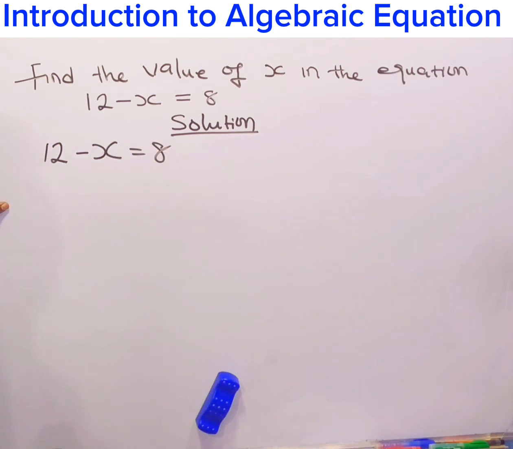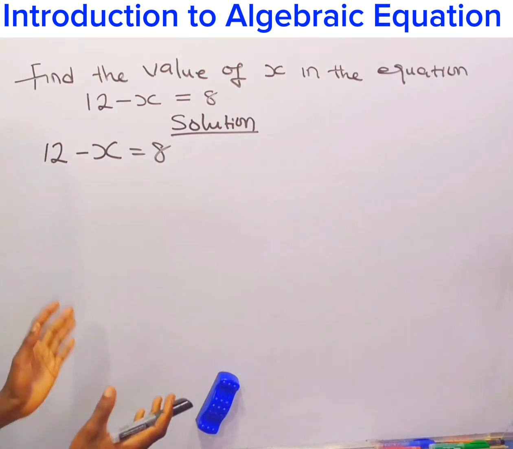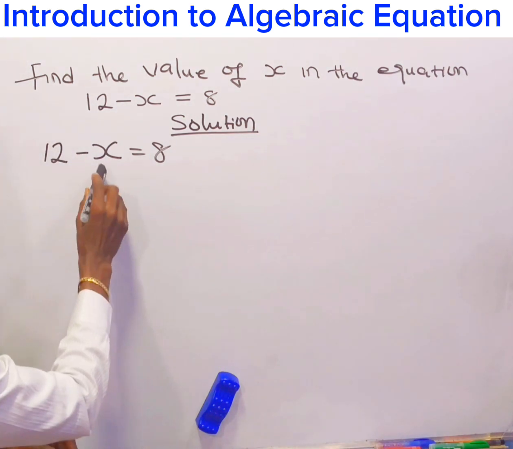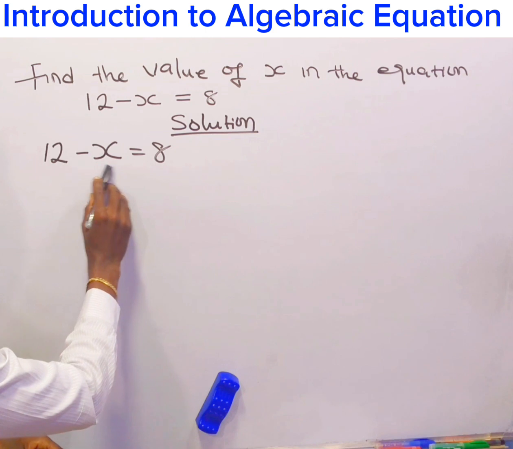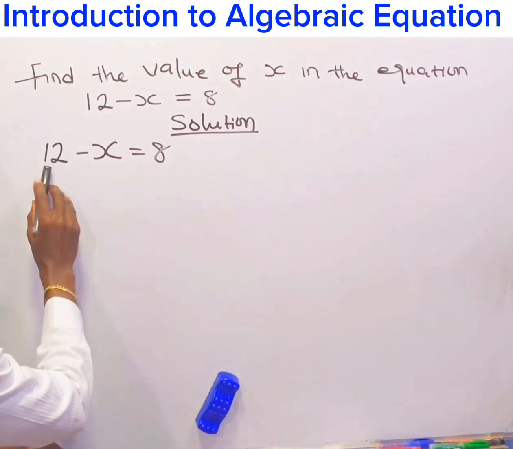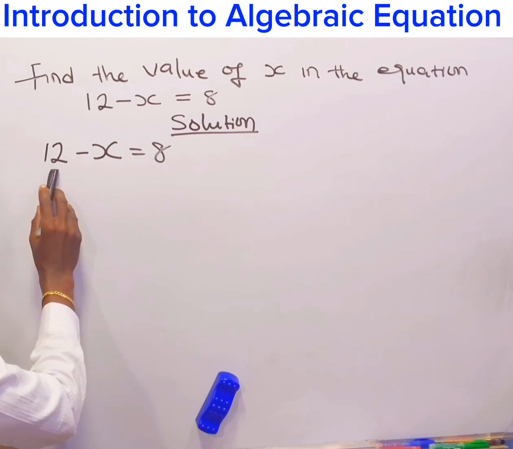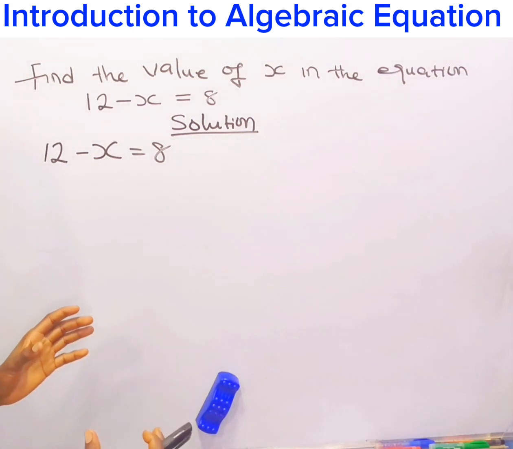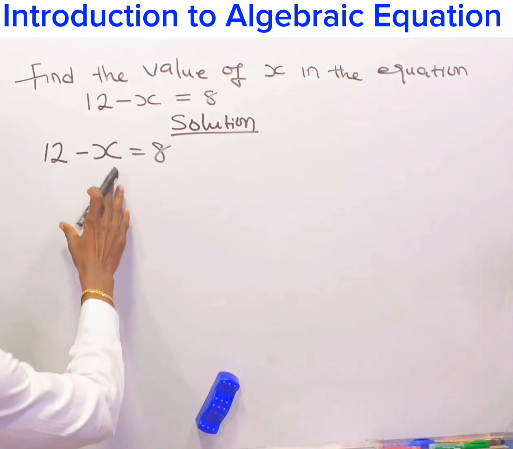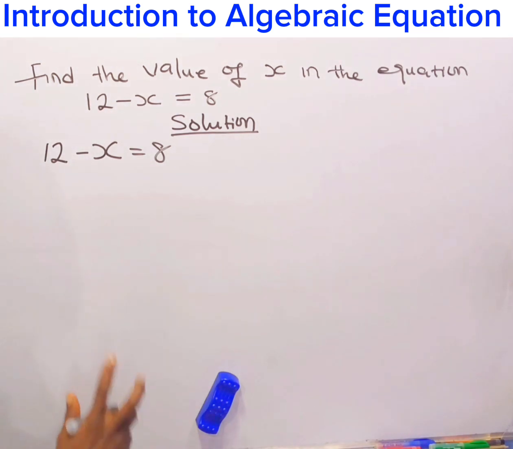This is an algebraic equation. Why is this an algebraic equation? Algebra is simply a system of mathematics that comprises alphabets, usually known as the unknown, and numbers. Whenever we have alphabets and numbers in an expression, we call it algebra. Now, to solve this algebraic problem, we are going to be using two methods. The first method is collecting like terms, and the second method is using the additive inverse.